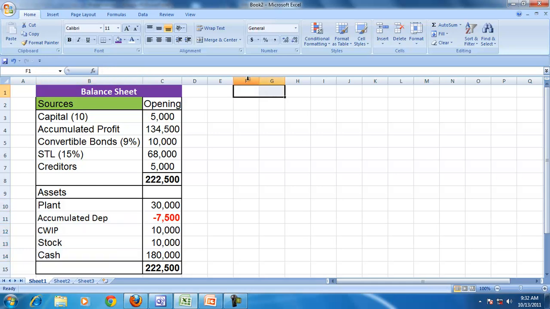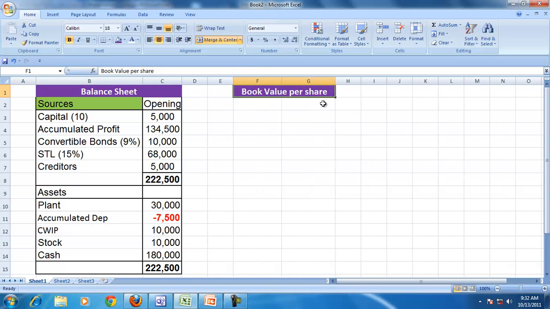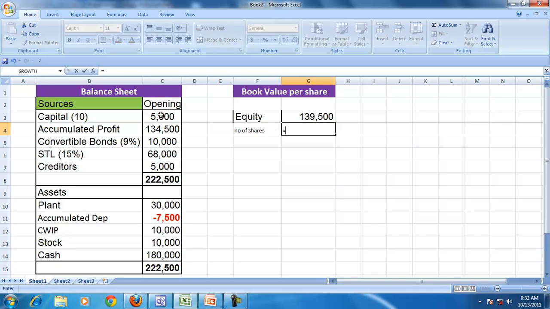In order to find out the book value per share, we have to find the equity of the company, and equity of the company is capital plus reserves. Number of shares in this case is 5,000 divided by 10. So the book value per share is 279.